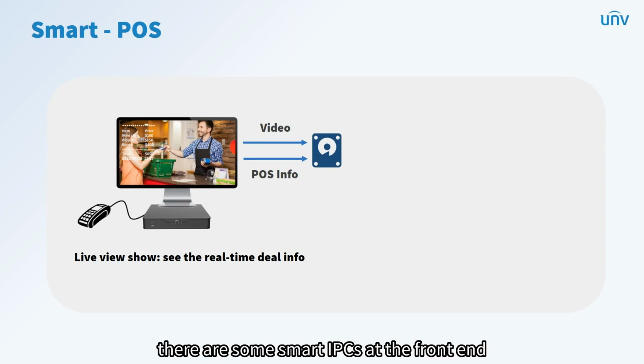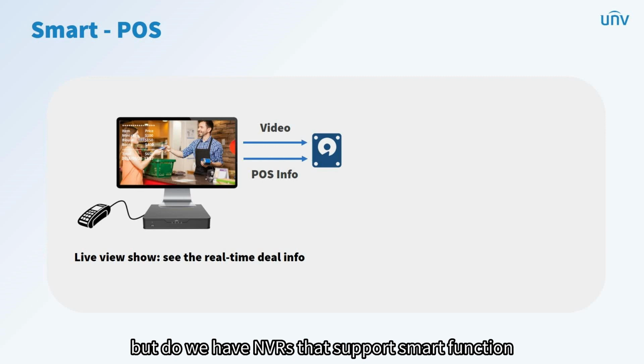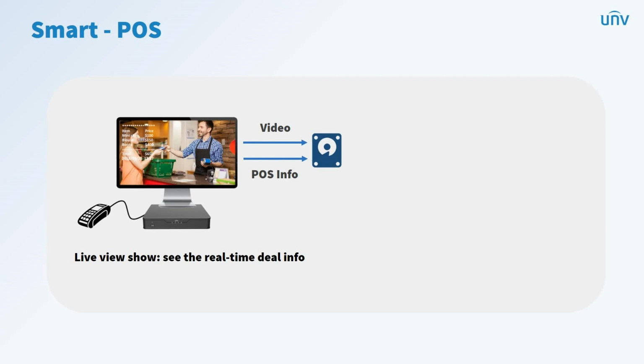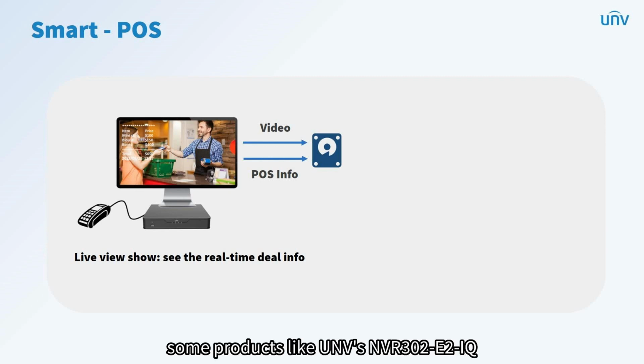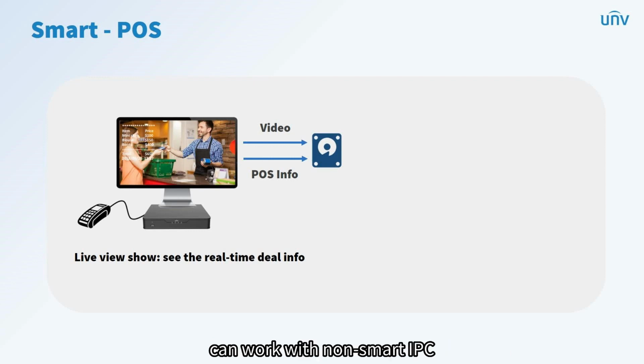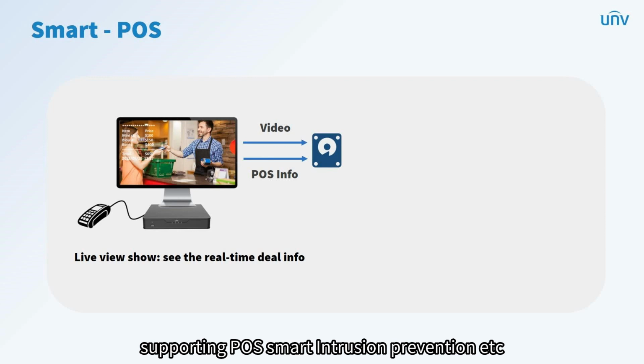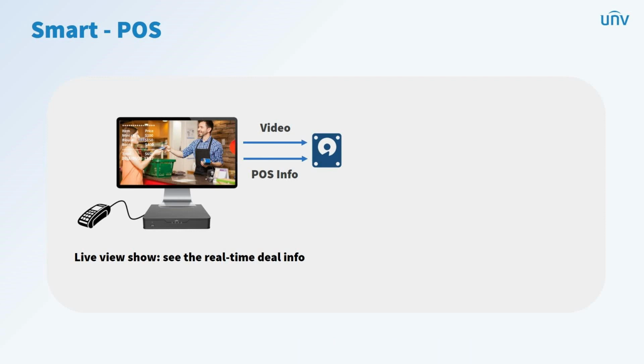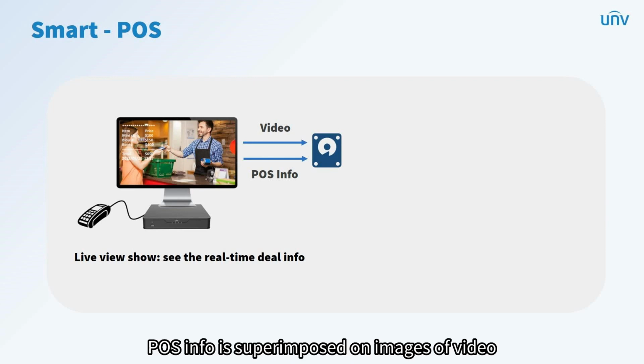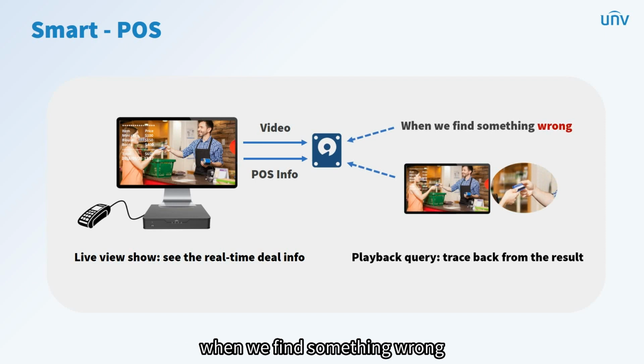As we all know, there are some smart IPCs at the front end. But, do we have NVRs that support smart function? Of course, some products like UNV's NVR 302E2IQ can work with non-smart IPC, supporting PAS, smart intrusion prevention, etc. In this function, PAS info is superimposed on images of video. When we find something wrong, we can play back and check the result. The PAS info will be shown both in live view and playback.